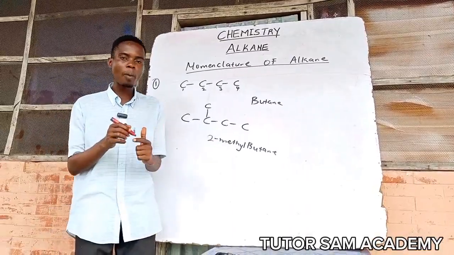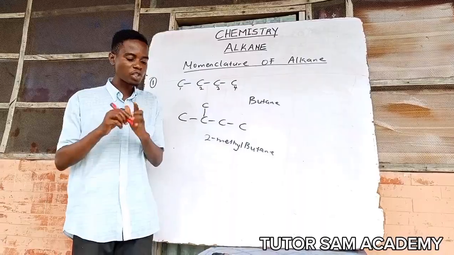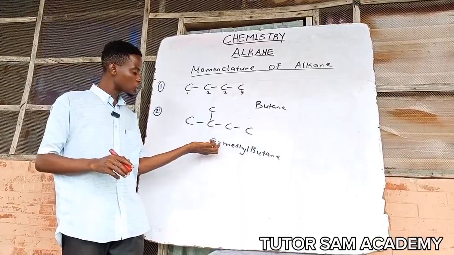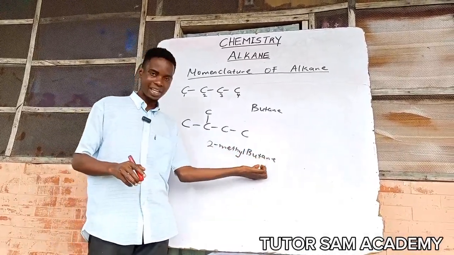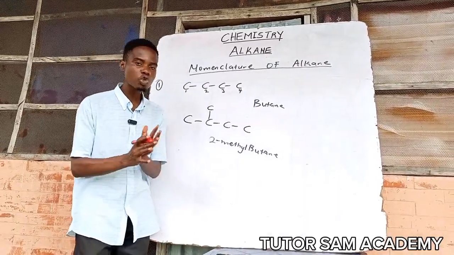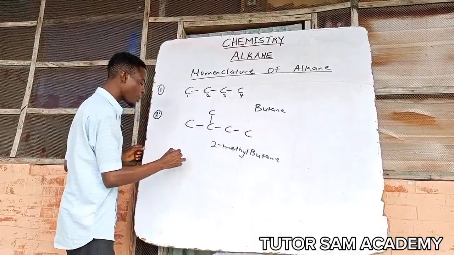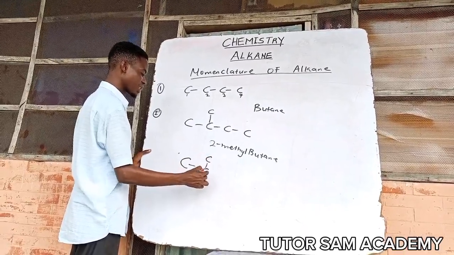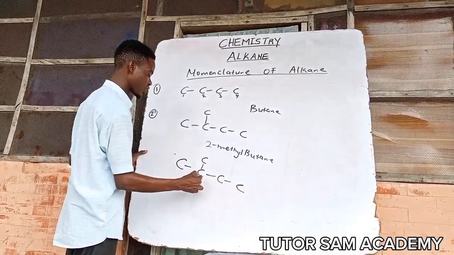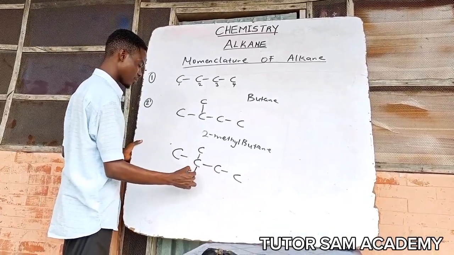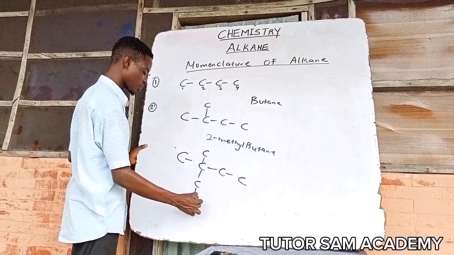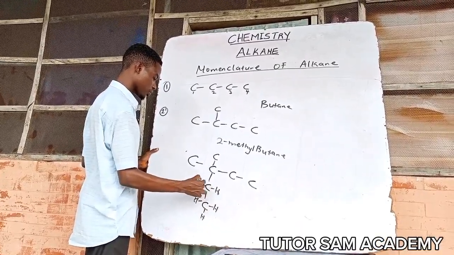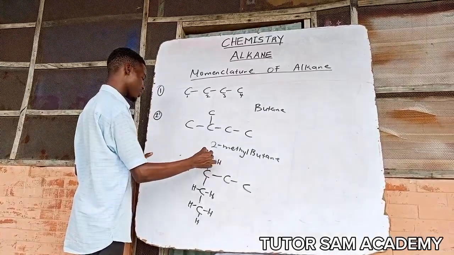And also, the position numbers are placed before the name of the substituent in alphabetical order. If this is the position number first, the substituent, then the parent name. But in case there are more than two substituents, you will put the position number. Let's say we have a substituent here. I have a substituent here, and I have another substituent here, and I have another substituent here. Let's say this one I have a 2-carbon substituent. So these are 2 different substituents.